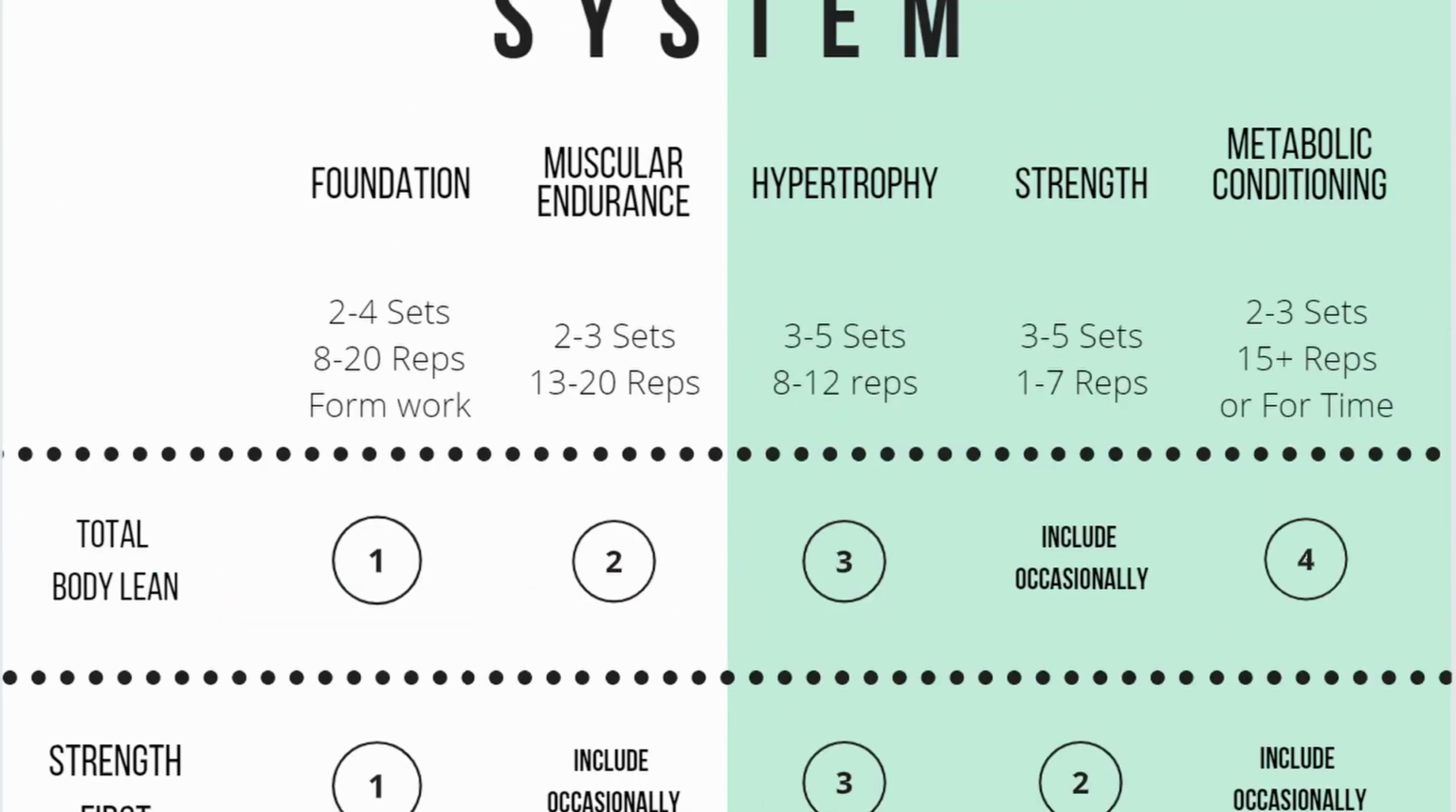So let's pretend we have a client that wants to lose weight or is in this total body lean category. They're going to start out in the foundation phase. This means they're going to do 2 to 4 sets of each exercise and 8 to 20 reps for each exercise. There's also going to be a big emphasis on form work.